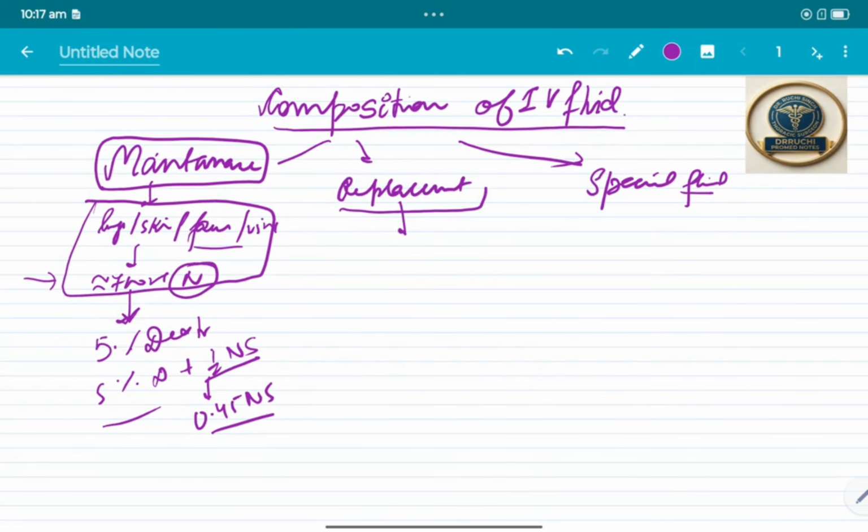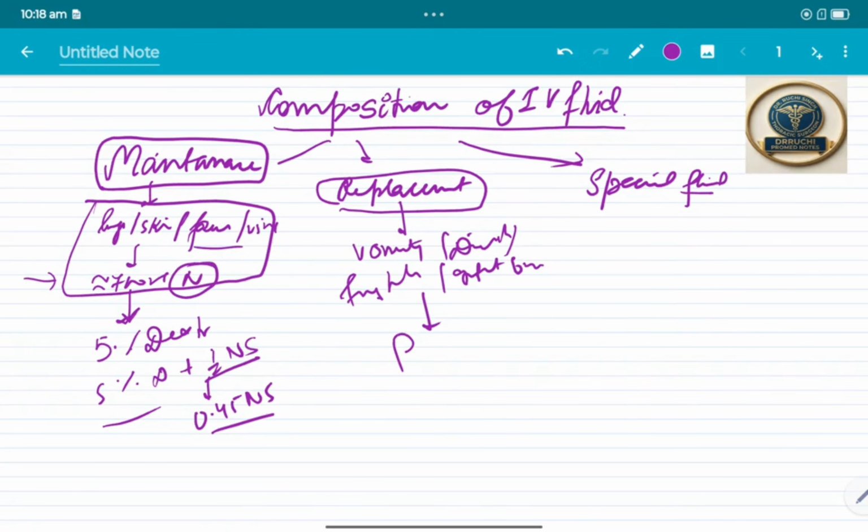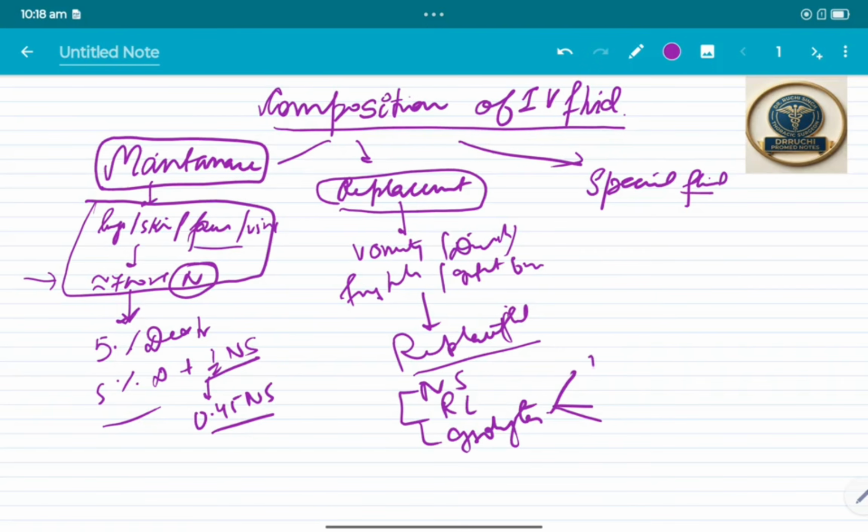Replacement fluid means if you are having losses from somewhere, like if a patient is having vomiting, diarrhea, intestinal fistulas, infection, burns, then the fluid which is needed is called replacement fluid. Commonly used fluids are normal saline, Ringer lactate, and Isolytes, various types of Isolytes which are rich in potassium, like P, M, G. These can be used as replacement fluid.